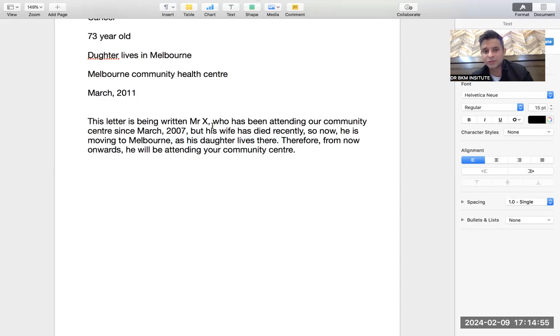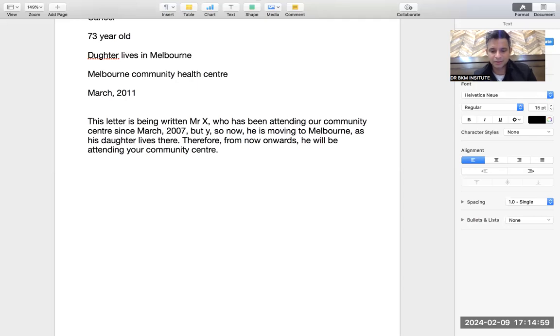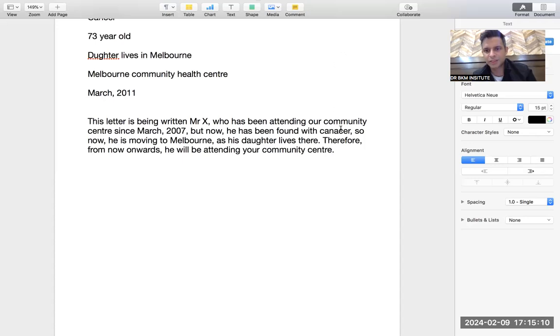Suppose it was due to a diabetic complication, or suppose he has the other thing we were talking about, but now he has been found with cancer. So he is moving to Melbourne for better access to the treatment of cancer. So that becomes the main line.